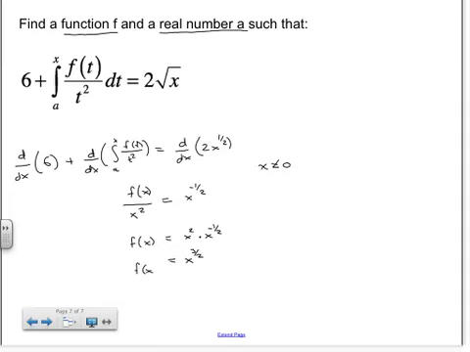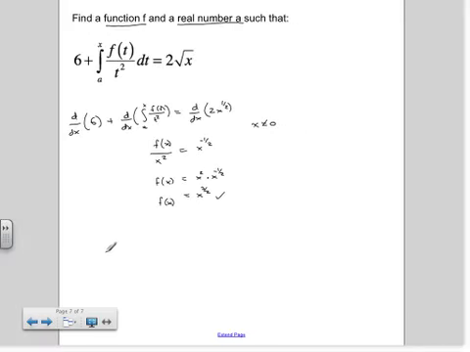They now want us to find the number a that makes this equation true. So now we have 6 plus the integral from a to x, f of t, which would be t to the 3/2, over t squared, dt, is equal to 2 times the square root of x. We'll now use the other part of the fundamental theorem, which says, how do I do a definite integral? First, we'll simplify the integrand. This will become t to the negative 1/2. I forgot the dt up here. Is equal to, same thing, 2 times the square root of x.